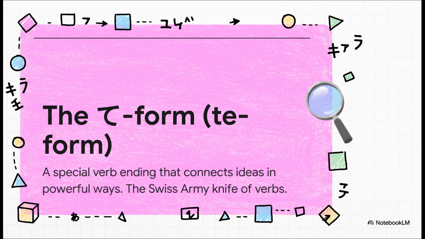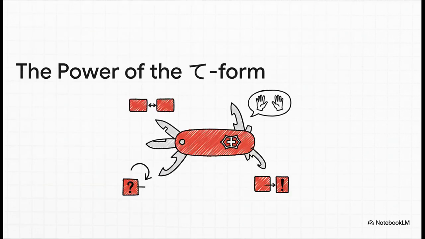It does so much. It is incredibly useful. I mean, look at all this. You can use the te form to say, I woke up and I studied. You can use it to politely ask someone, please read this, or to ask for permission, or to describe something that's happening right now, like I am studying. You can even use it to explain why something happened. This one form just unlocks a whole new level of expression.